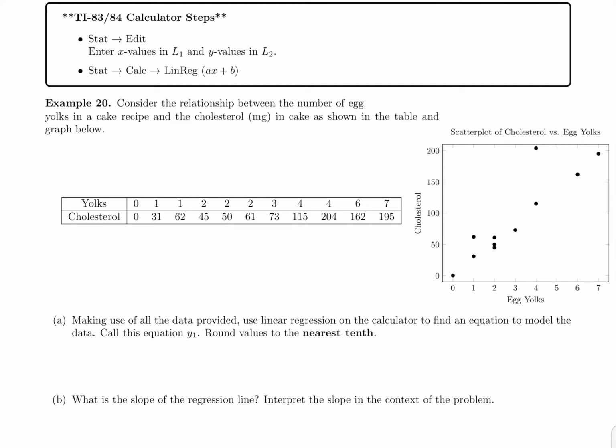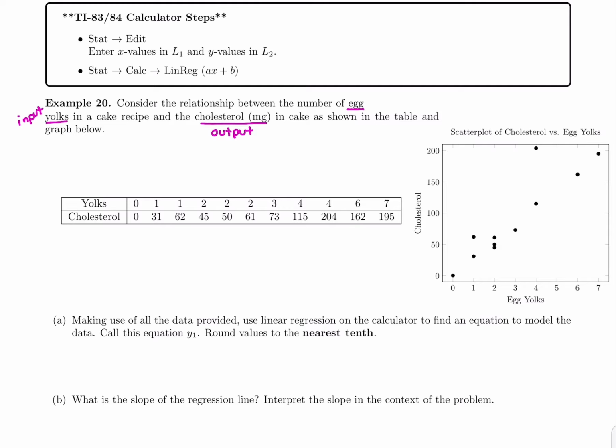So looking at this problem, we're going to consider the relationship between the number of egg yolks in a cake recipe and the cholesterol in milligrams in the cake. So tell me how many egg yolks to plug in. So there's my input. How many egg yolks do I put into a recipe? And what I get out is the corresponding cholesterol.